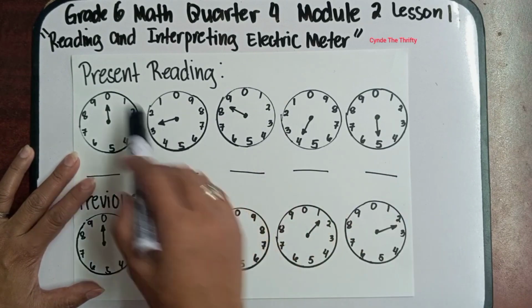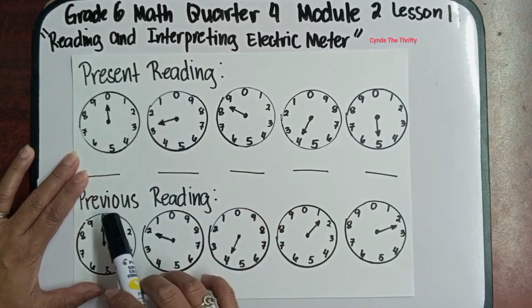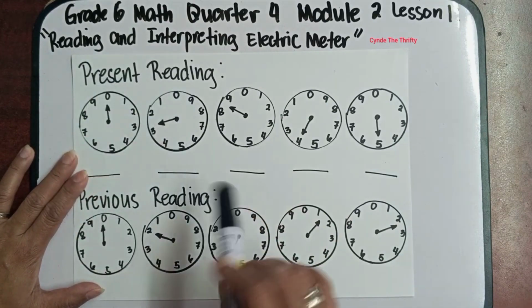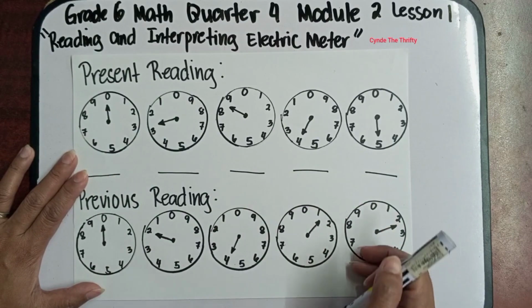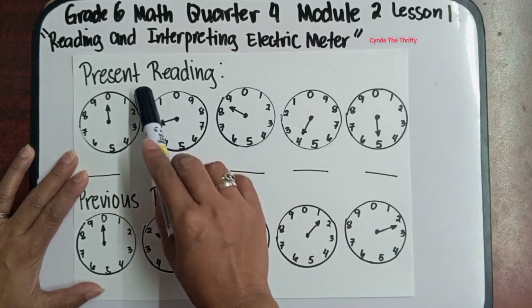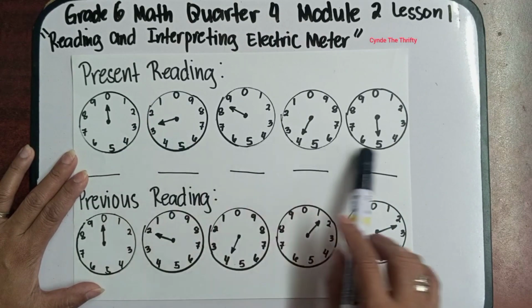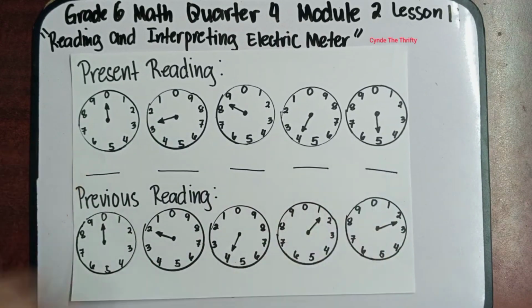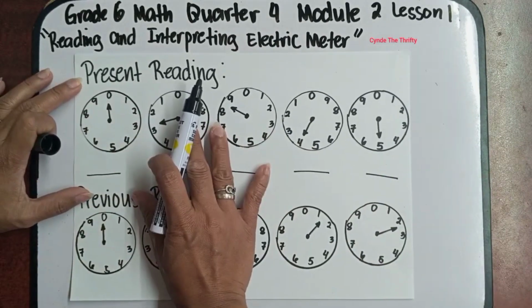So meron tayo ditong present reading at previous reading. So sa pag-solve ng kilowatt na na-consume natin, ang ating previous is i-subtract natin sa ating present reading. So basahin muna natin itong ating electric meter. So, ito yung ating present reading, itong nasa taas.